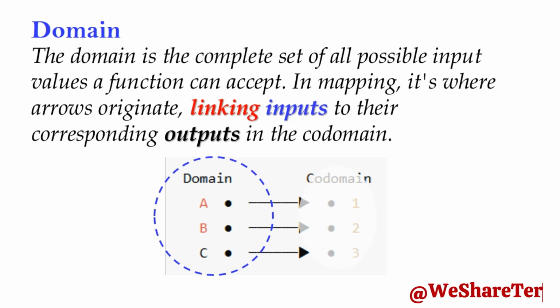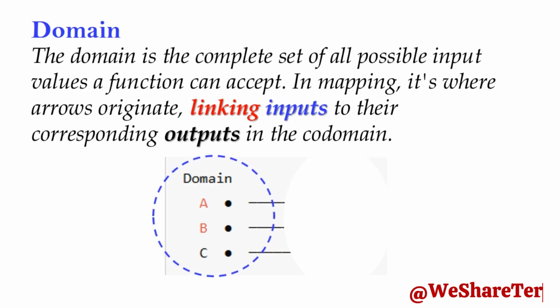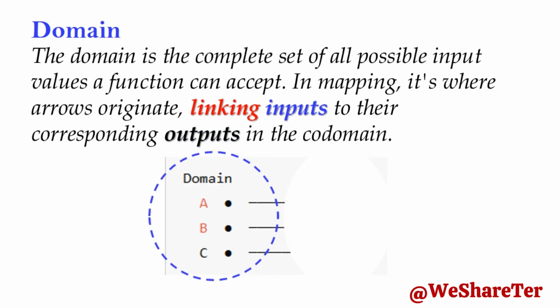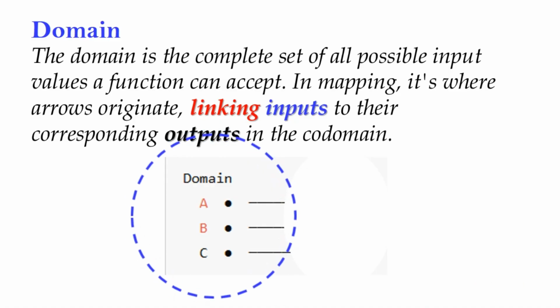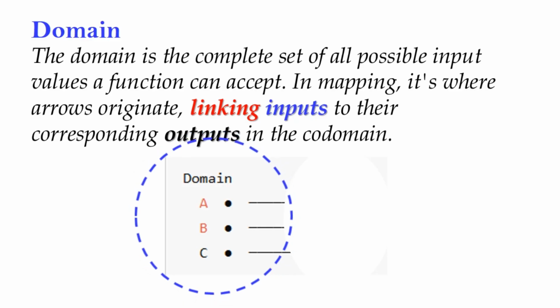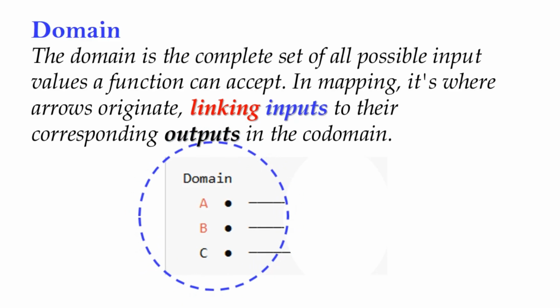The domain of a function refers to the full collection of input values for which the function is defined. In a mapping diagram, the domain is represented by the set where all arrows begin. Each element in the domain is paired with exactly one element in the codomain, showing the functional relationship between inputs and their outputs.